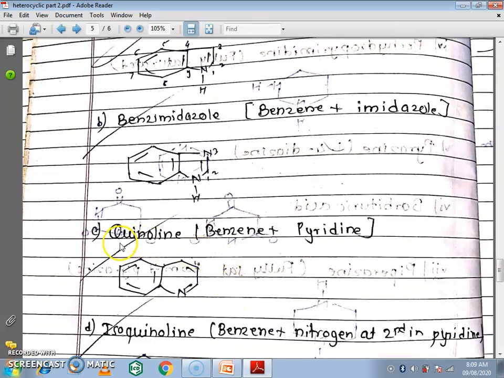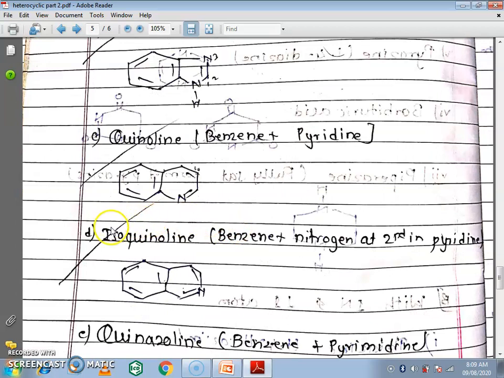Next example is quinoline. This is benzene plus pyridine. This is the structure of pyridine. This 6-membered heterocyclic ring is combined with the carbocyclic ring. In this, the carbocyclic ring is the benzene ring that is fused with the pyridine, the heterocyclic ring. The example is called quinoline.